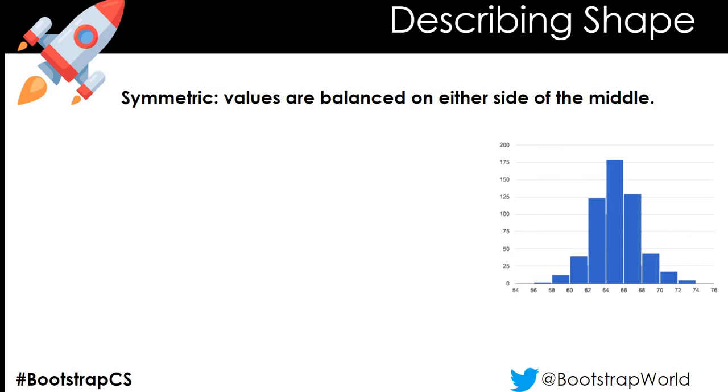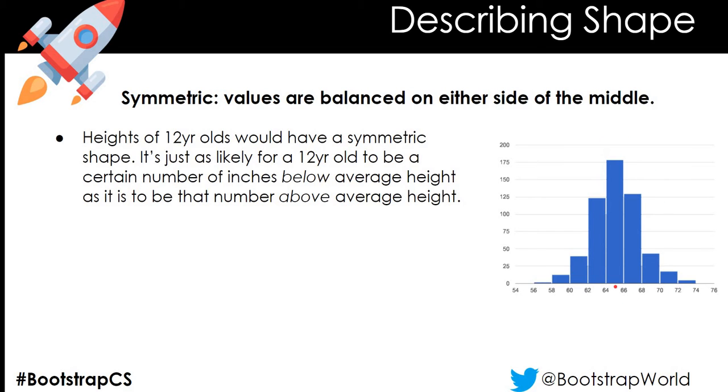Symmetric means that, if we cut it down the line, the left side would match the right side. And the heights of 12-year-olds would have a symmetric shape. It's just as likely for a 12-year-old to be a certain number of inches below average height as above, right? So here, most 12-year-olds are here, but we have some that are shorter, some that are taller.